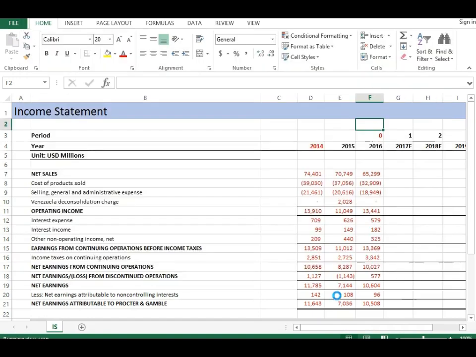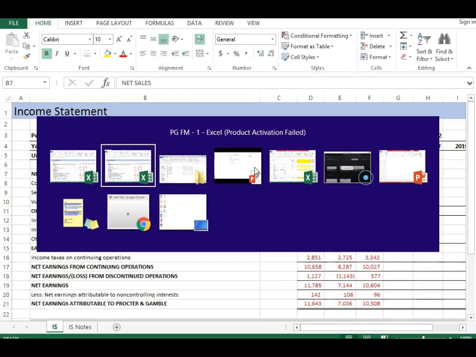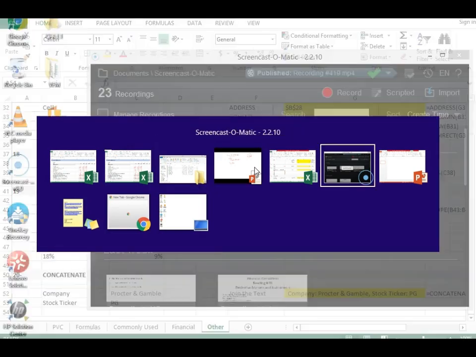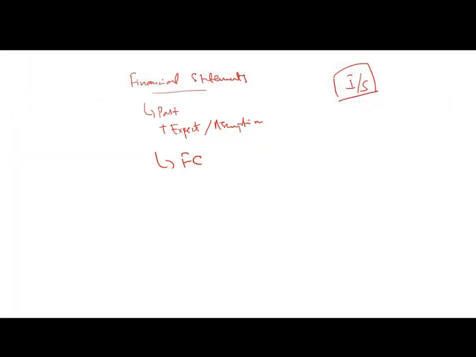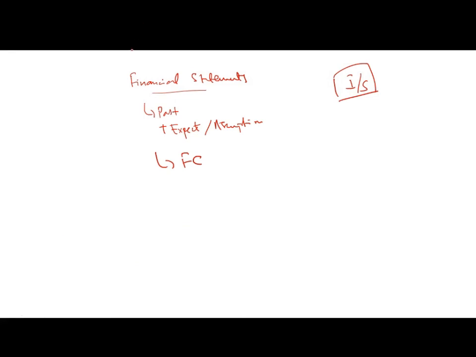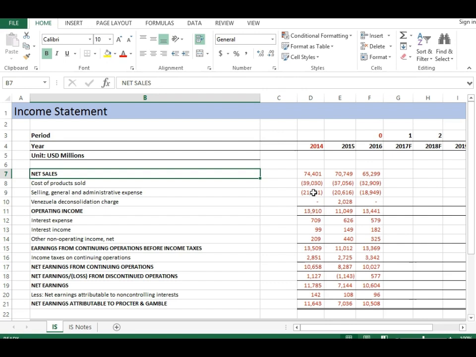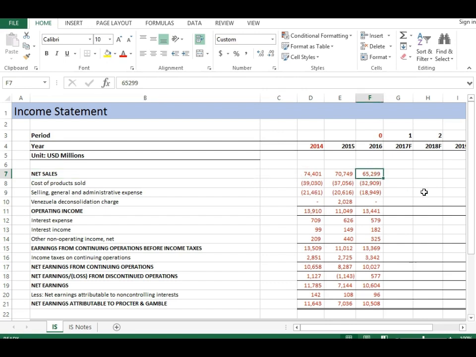Now, the second step is that you will continue to build on this income statement. How will you do that? You will start with the top line. You have put in the past data of sales in your sheet. Now the next step is that you need to forecast sales. The first item in your income statement is sales, so first you need to forecast sales.